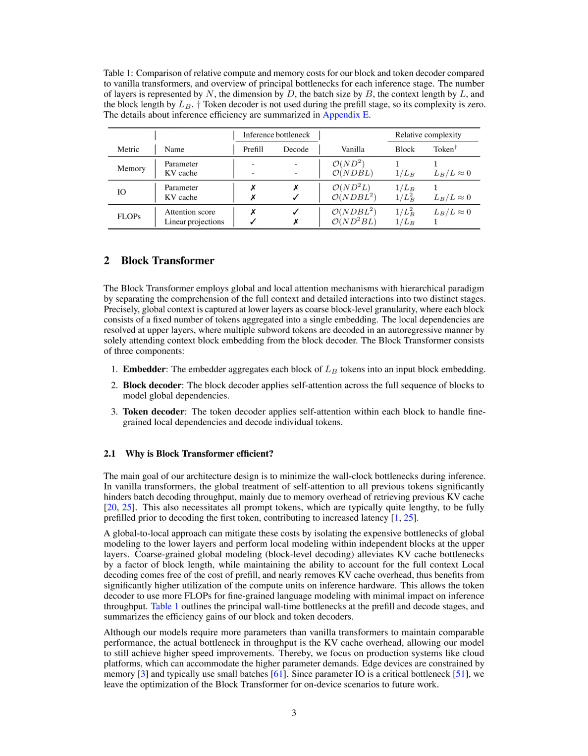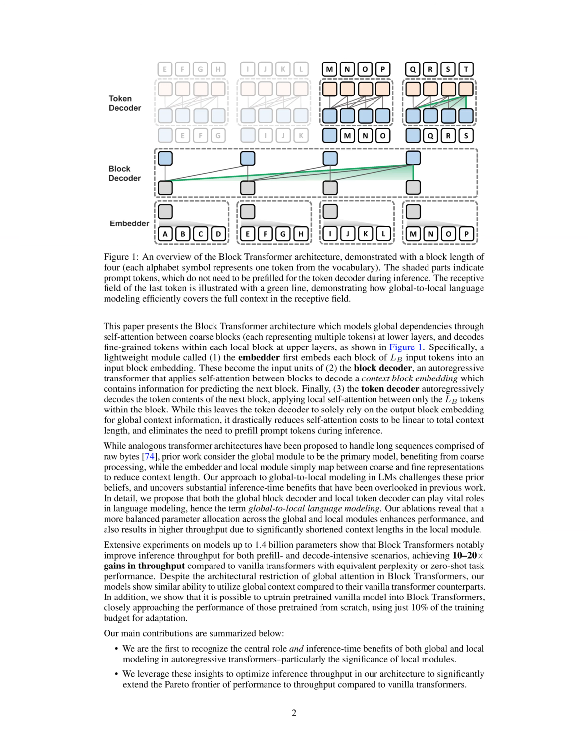The architecture leverages coarse-grained global modeling at the block level to alleviate KV cache bottlenecks, while enabling the token decoder to focus on fine-grained language modeling with minimal impact on throughput. Additionally, the block transformer balances parameter allocation between the global block decoder and the local token decoder, enhancing performance and achieving higher throughput by shortening context lengths in the local module. Overall, the block transformer architecture aims to extend the Pareto frontier of performance to throughput compared to vanilla transformers, showcasing substantial inference time benefits of both global and local modeling in autoregressive transformers.